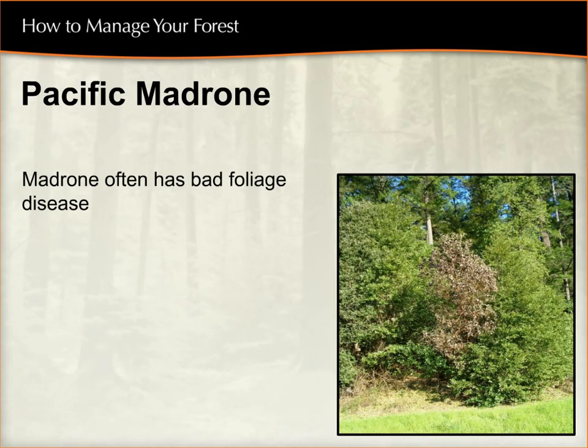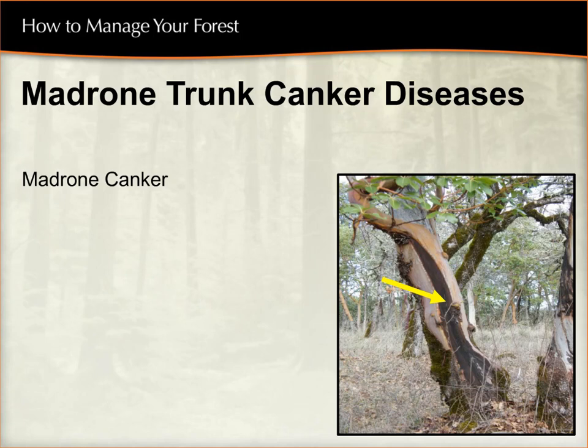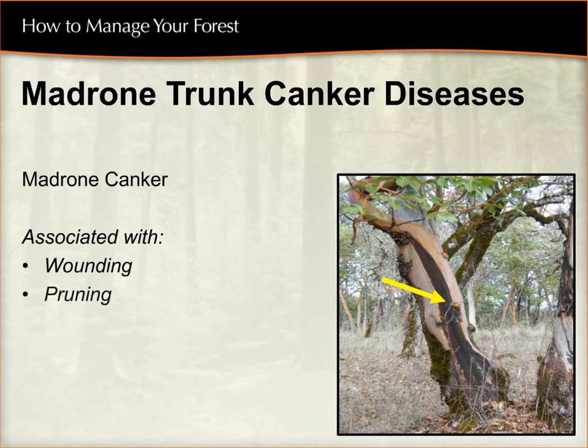While not as extensive or perhaps as economically important as the diseases we've discussed so far, many other of our tree species have noteworthy disease problems. Pacific madrone often has substantial foliage disease problems, such as the madrone foliage blight shown in this photo. Madrone trees also suffer from the madrone canker. The canker is associated with wounding and with pruning.